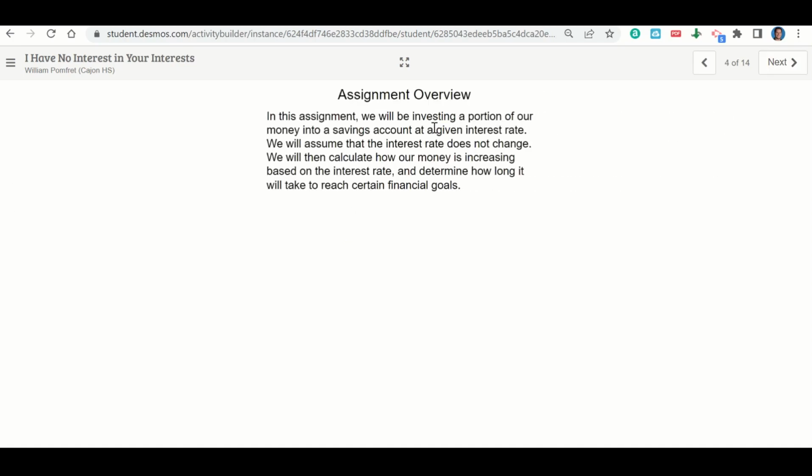So in this assignment, we will be investing a portion of our money into a savings account at a given interest rate. We will assume that the interest rate does not change. We will then calculate how our money is increasing based on the interest rate and determine how long it will take to reach certain financial goals.